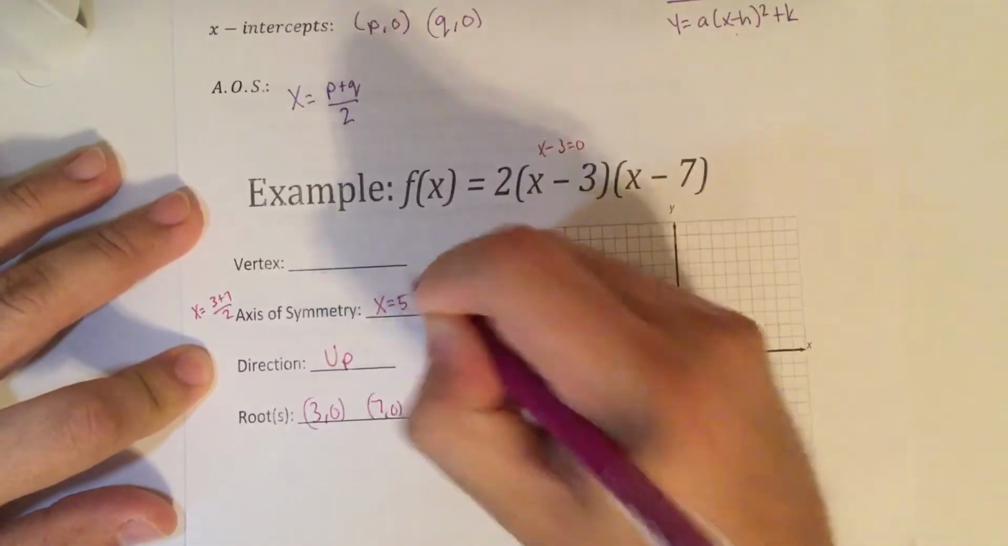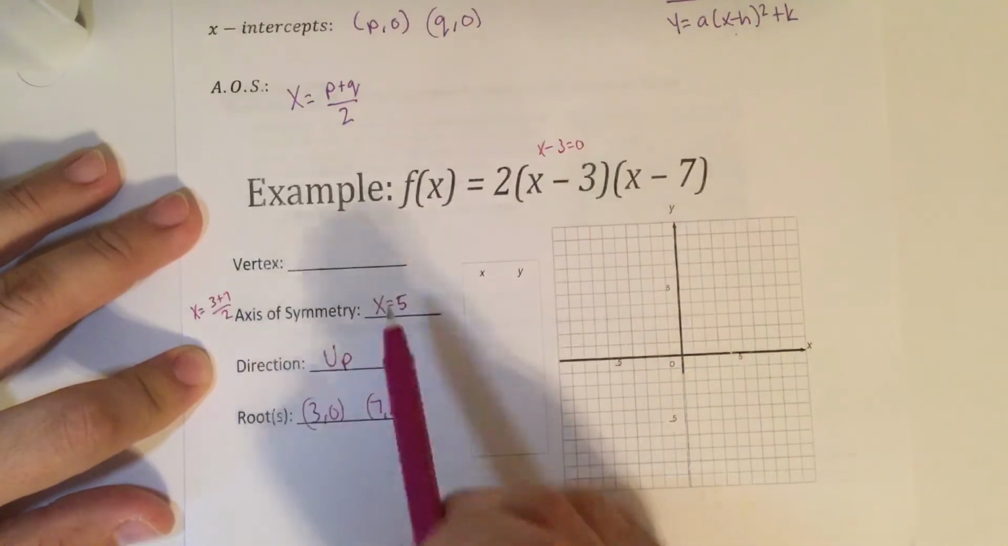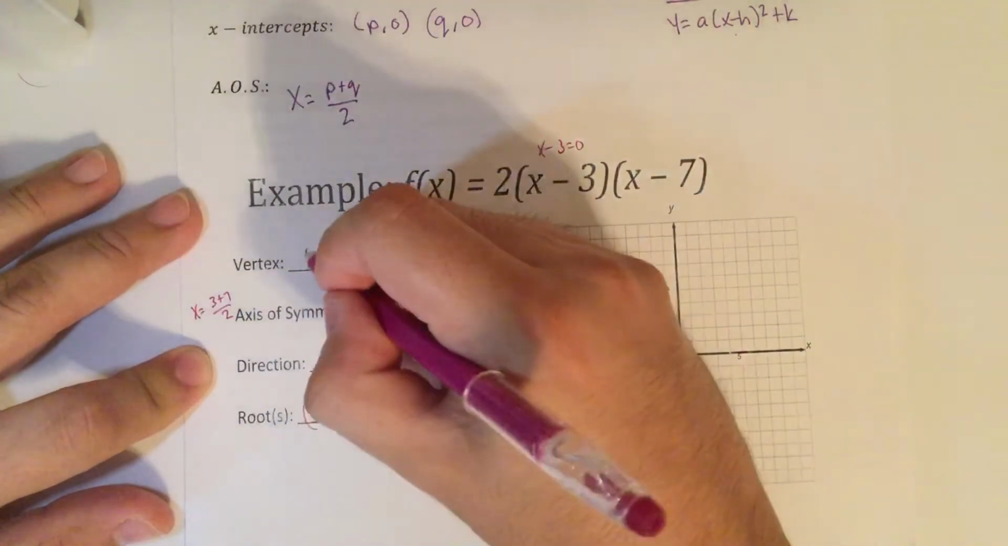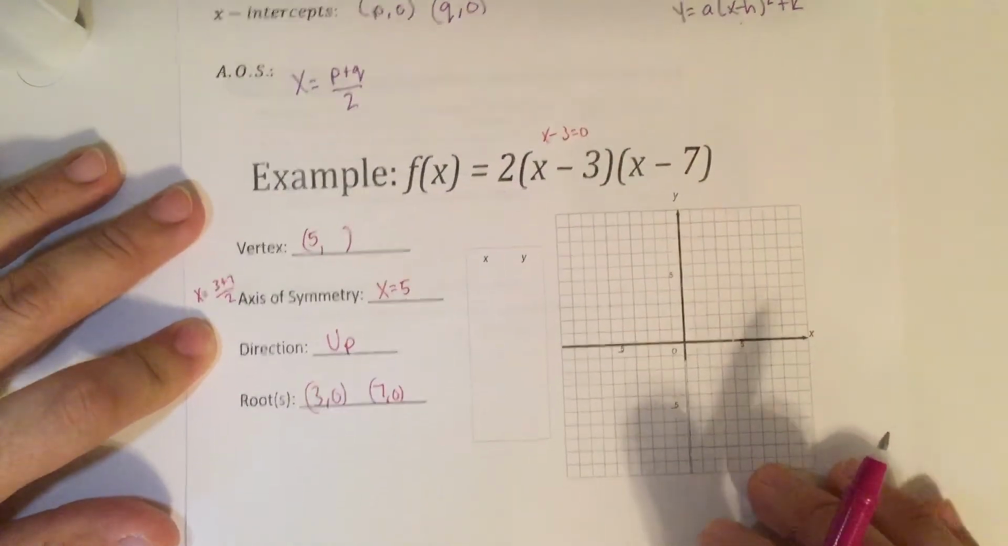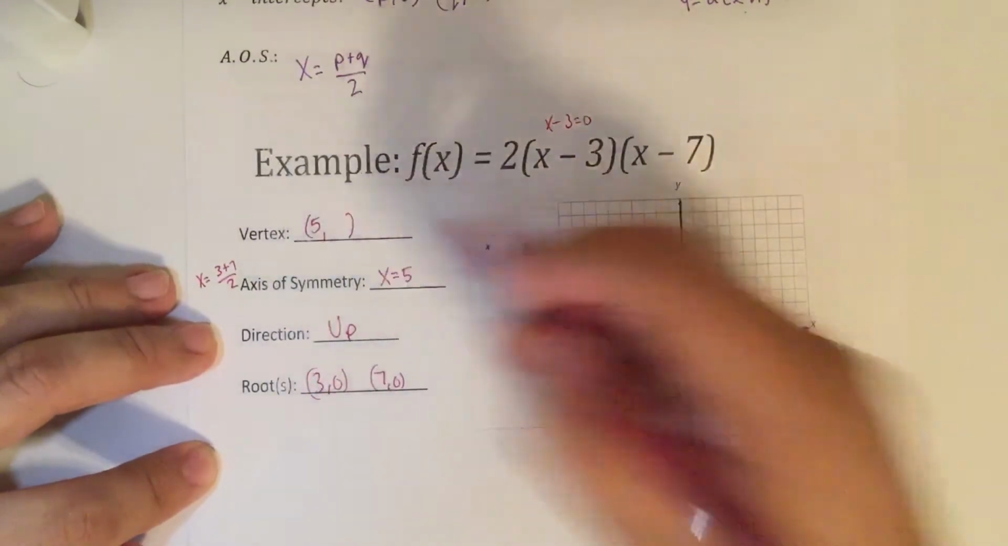So x equals 5. From here, we're going to go to our vertex. We take this value of 5 and plug it in for the x. And to find the corresponding y value, we plug it into the function. So I don't have enough room. Actually, I have some right here.